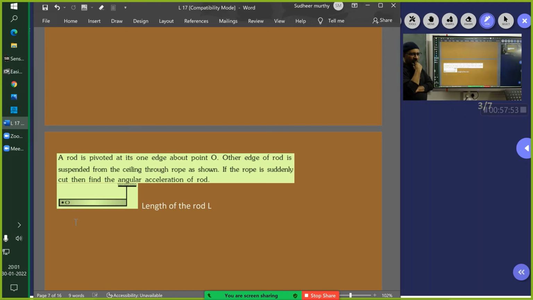Yes, only mg is the unbalanced force. So, mg into L by 2 is equal to the moment of inertia about the pivot point into alpha. From there we will get the angular acceleration of the rod.